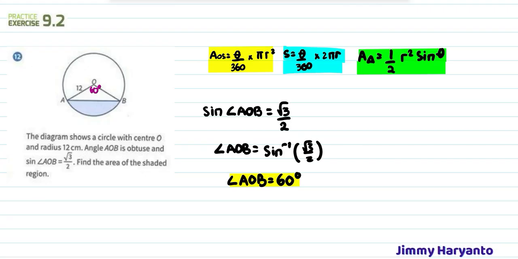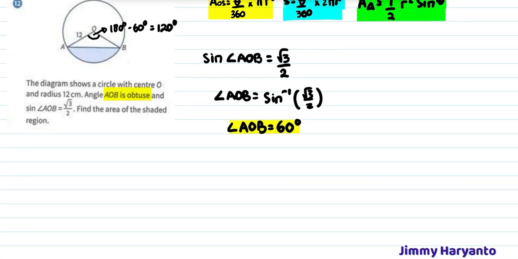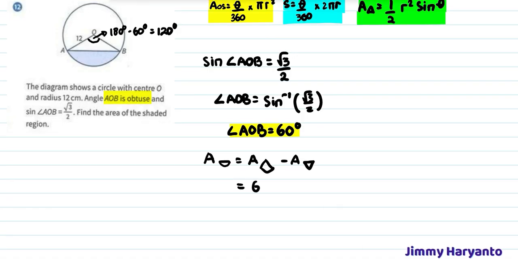But the problem is the question says AOB is obtuse, so it cannot be 60. To find the obtuse angle, you only have to subtract: 180 minus 60. You will always do this to find the obtuse angle. So you will have 120 degrees for the angle, and then the question wants you to find the area of the shaded region. The area of the shaded region equals the area of the sector minus the area of the triangle. The area of the sector will be theta over 360. So, oh my bad, not 60, it's 120.